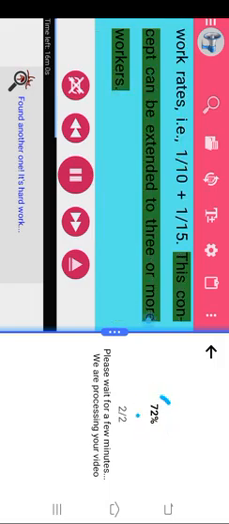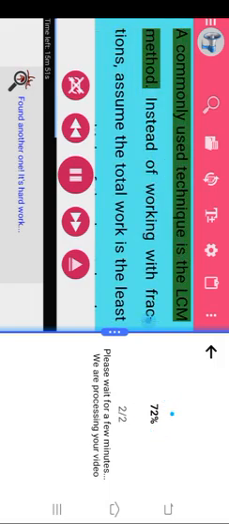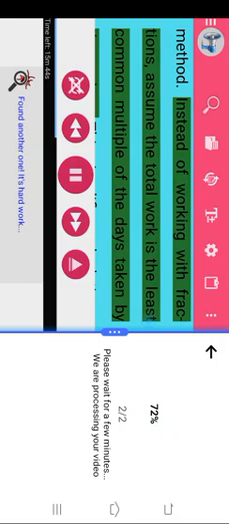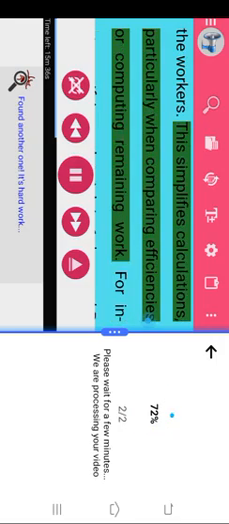When A and B work together, their combined work rate is the sum of their individual work rates, i.e., 1/10 plus 1/15. This concept can be extended to 3 or more workers. A commonly used technique is the LCM method. Instead of working with fractions, assume the total work is the least common multiple of the days taken by the workers. This simplifies calculations, particularly when comparing efficiencies or computing remaining work.